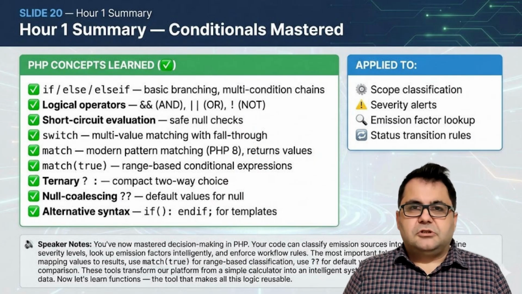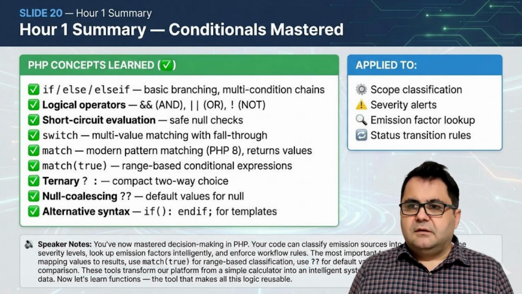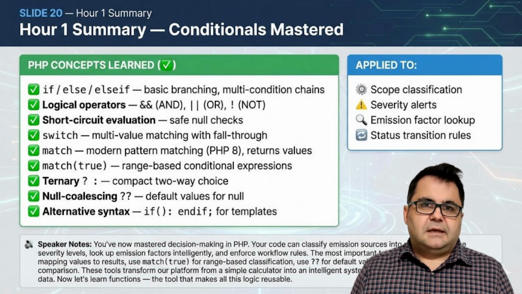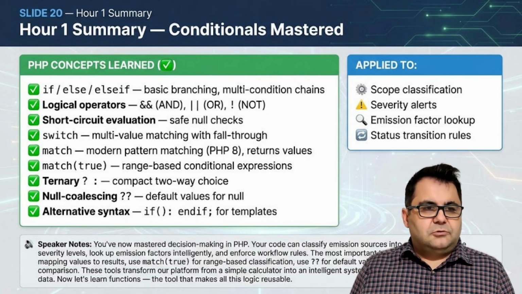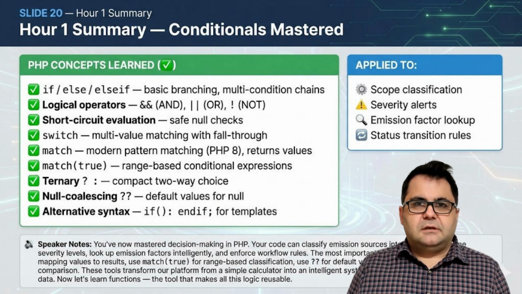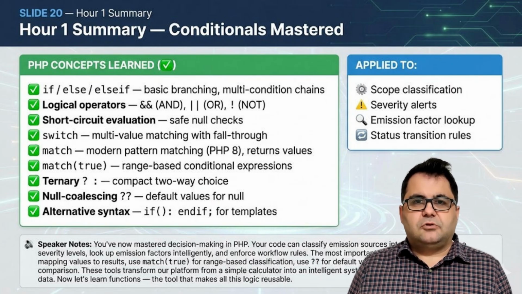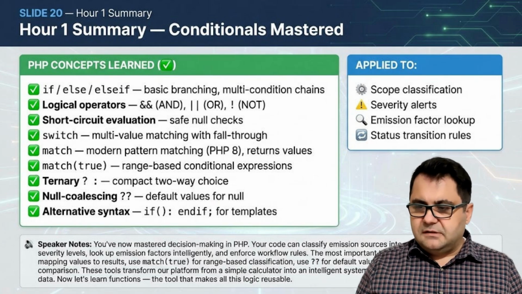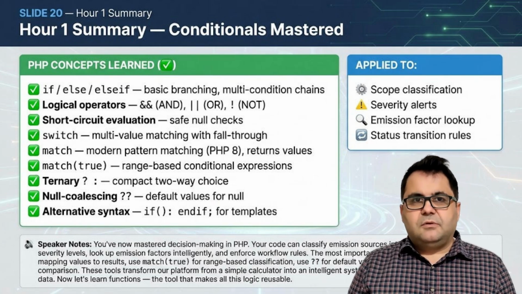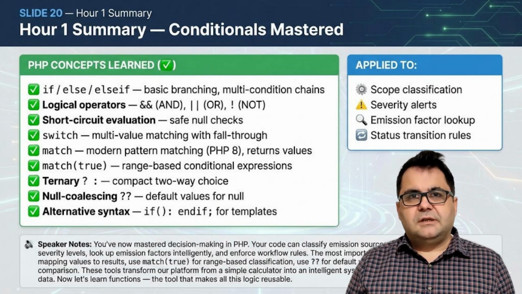You've now mastered decision-making in PHP. Your code can classify emission sources into scopes, determine severity levels, look up emission factors intelligently, and enforce workflow rules. The most important takeaways: use match for mapping values to results. Use match true for range-based classification. Use the null coalescing operator for default values, and always use strict comparison. These tools transform our platform from a simple calculator into an intelligent system that makes decisions based on data.